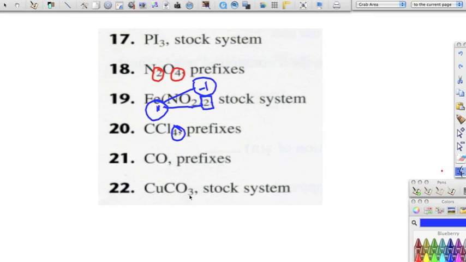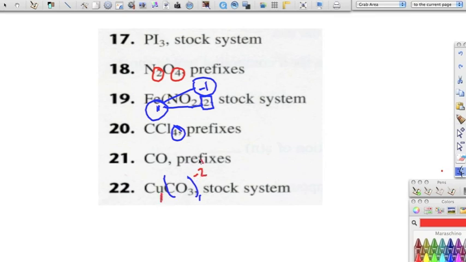And then lastly, we see we have copper and we have carbonate. And we know that copper is a D-block metal, so we have to use the Roman numeral system. And we're going to go ahead and put parentheses around this polyatomic. So we just look and we see that, hey, carbonate has a -2 oxidation number.